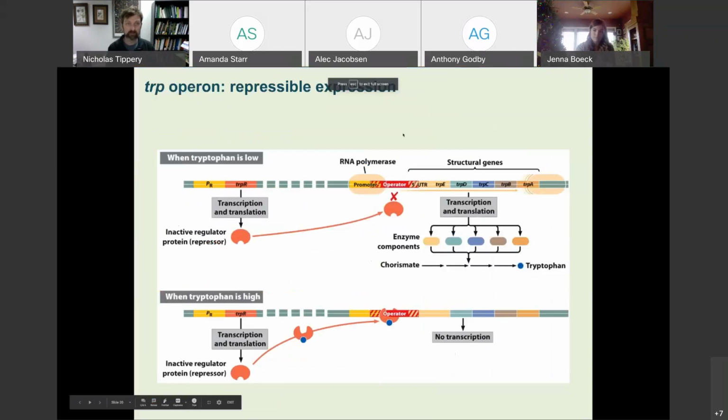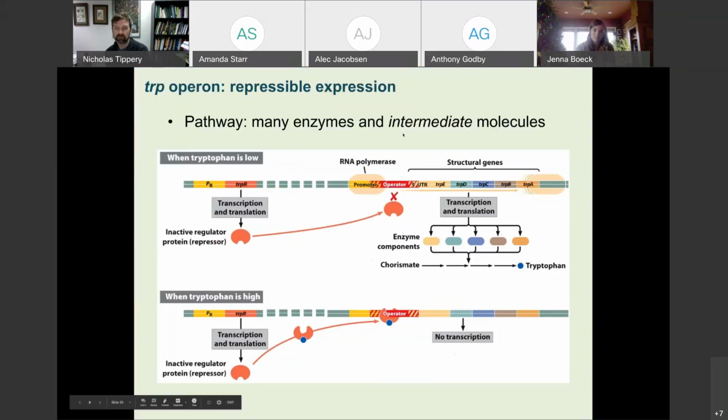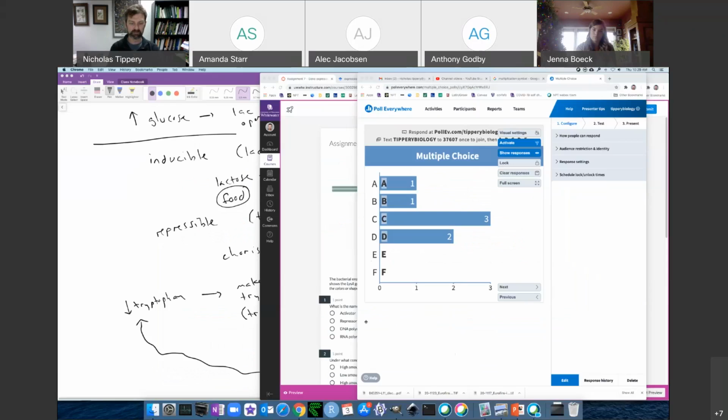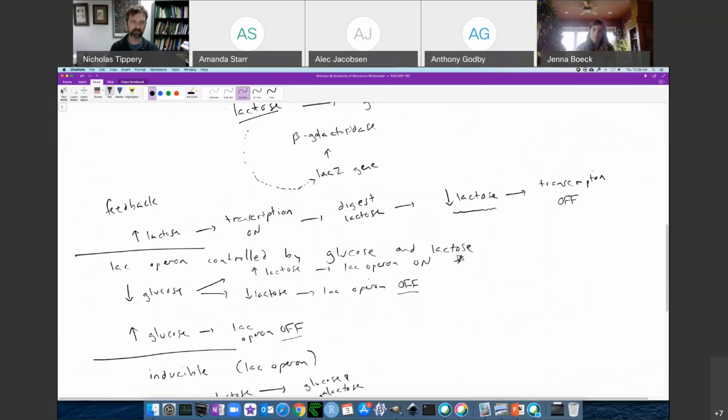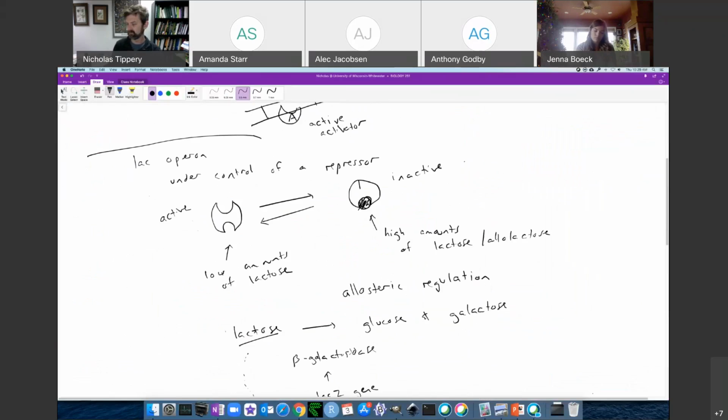Okay, so transcription is enabled in the absence of tryptophan or when tryptophan is low. And when tryptophan is present, that's the molecule that interacts with the red molecule to stop transcription. The red molecule, color-coded red, makes it a repressor. In the absence of tryptophan, it's an inactive repressor. In the presence of tryptophan, it becomes an active repressor. So similar to what we did here, little box around that.